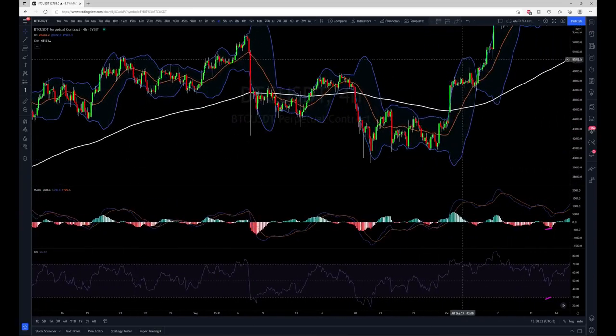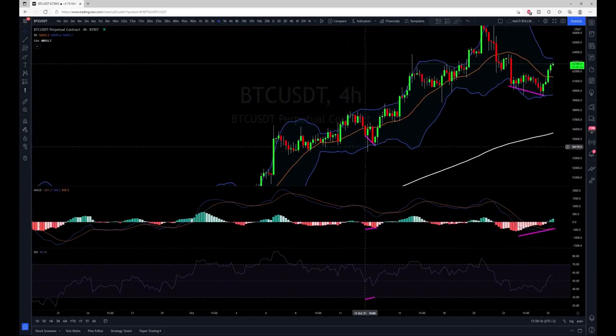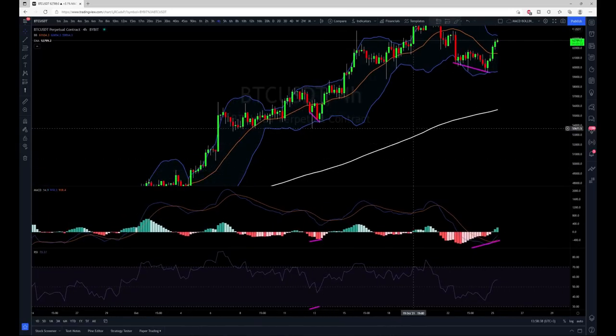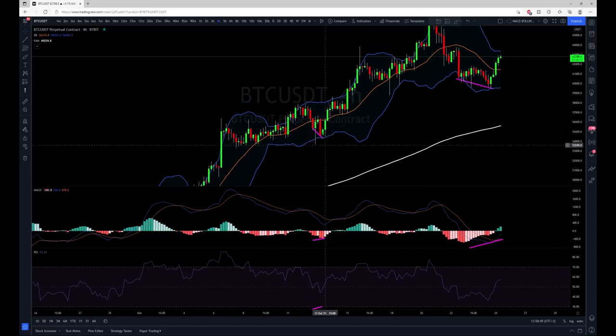So let's see, where was that? We're over here, right here. So we're going with the 4-hour main trend direction, and we're finding that regular divergence on the lower time frame, bullish divergence only. We're not looking for bearish divergence in an uptrend.